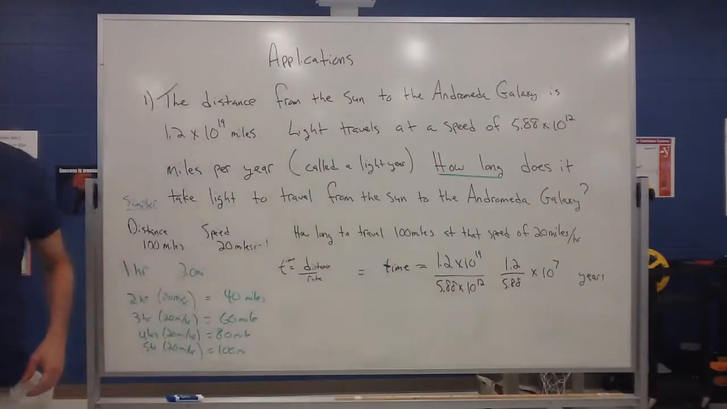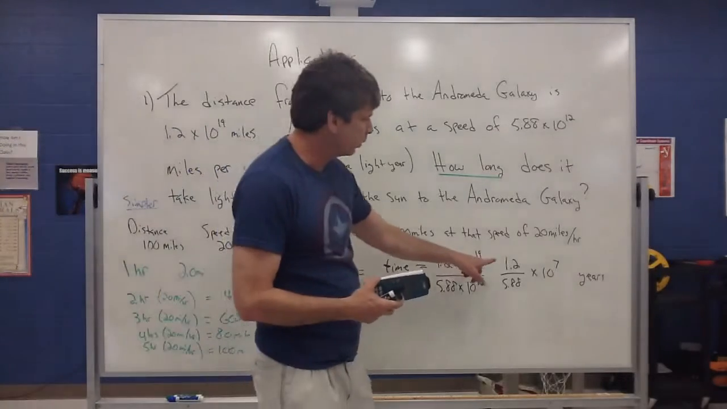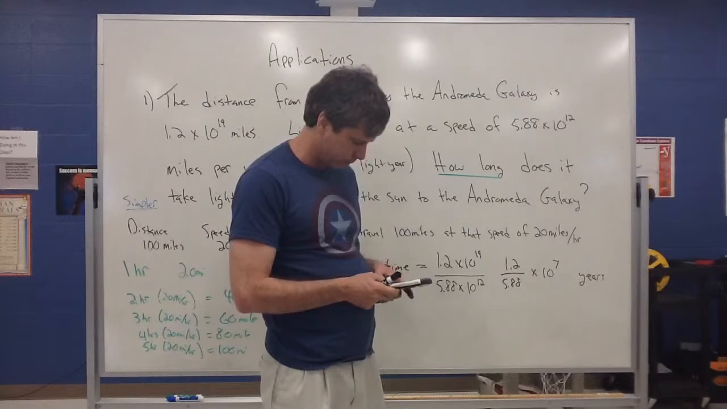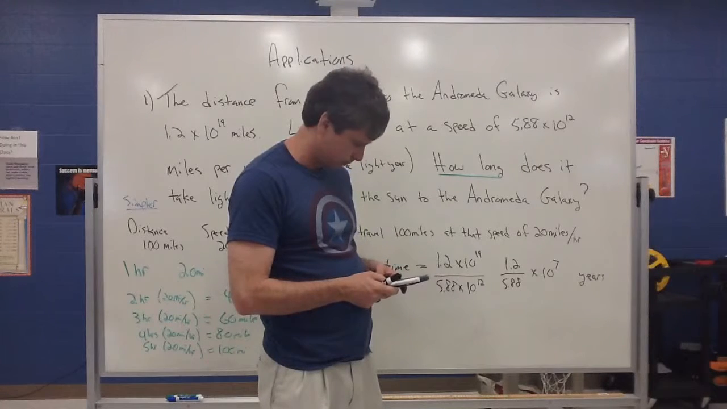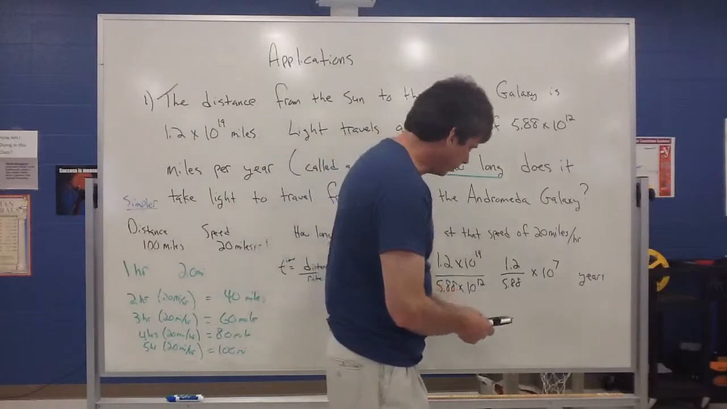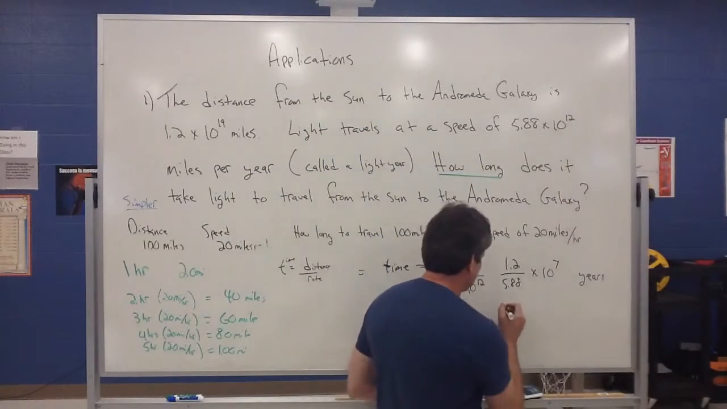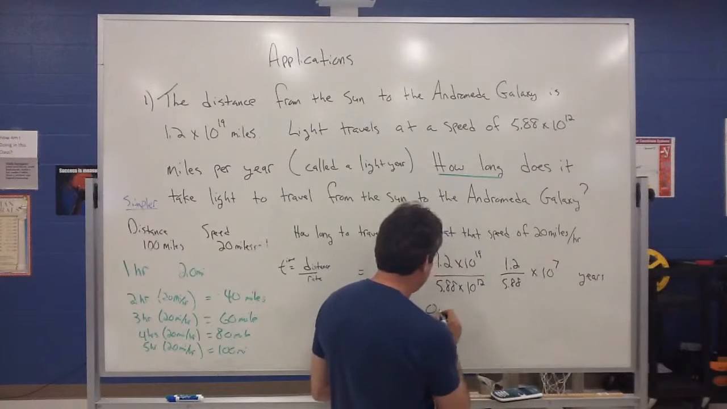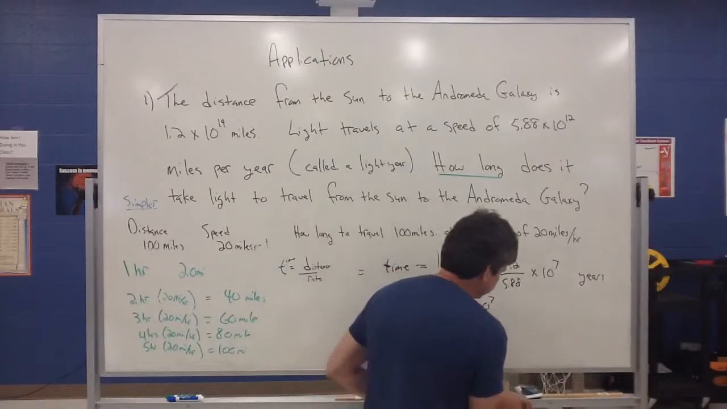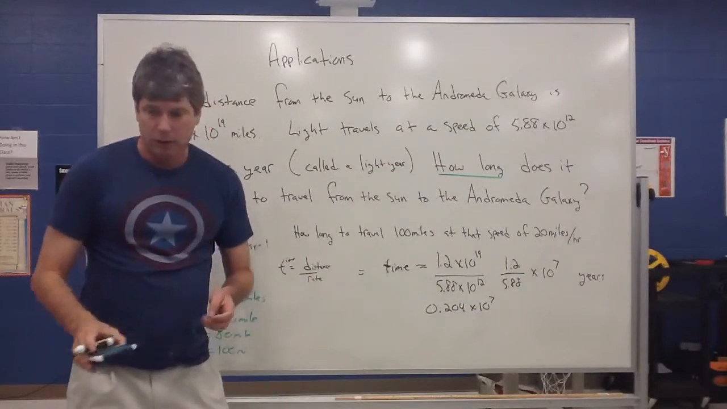So, I can pick up a calculator and I can divide 1.2 by 5.88. And that's going to have to be estimated. I'm going to round this to 3 decimal places. So that's going to be 0.204 times 10 to the 7th. So that's what I have.